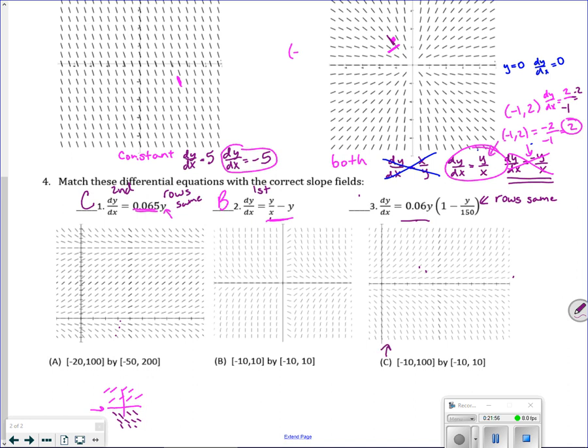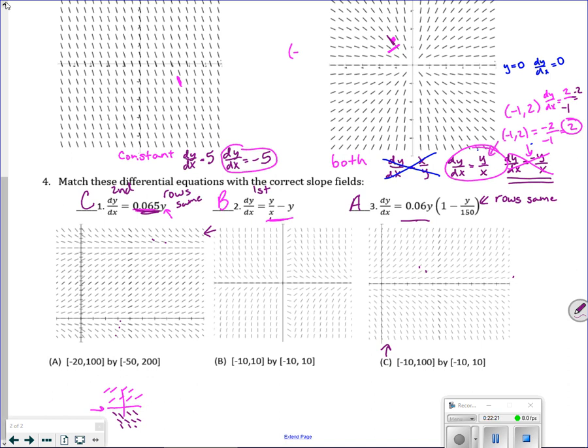So that's going to be C, because if you look in A, do you see how up here, above the x-axis, I have some negative ones? Well, that can't be this one. So that would have to then be that guy. So that's how you work it. Process of elimination.